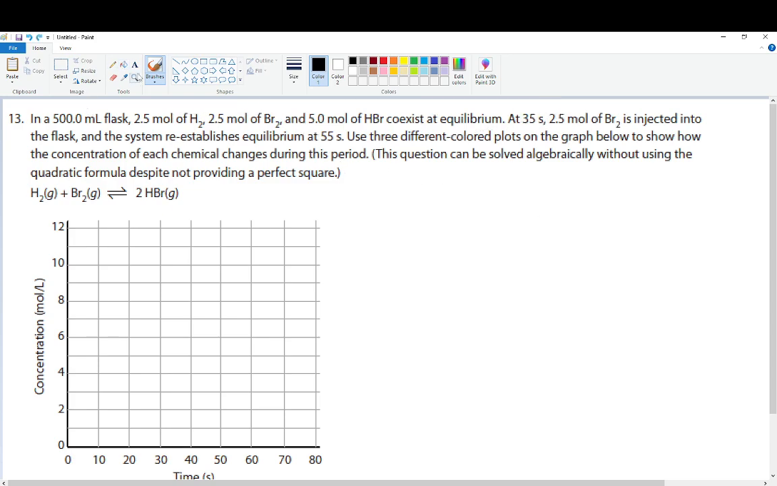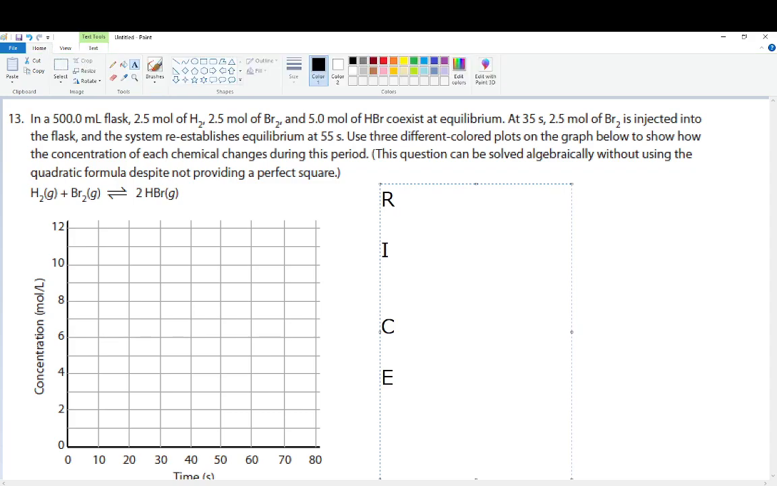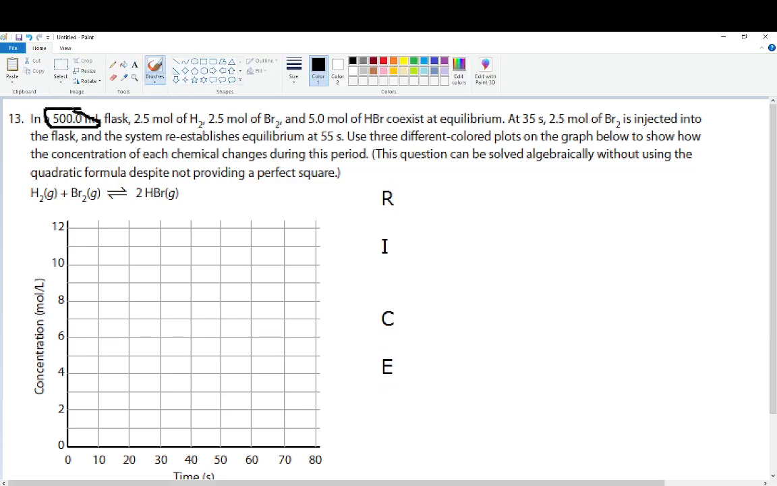So let's do a typical RICE table. And they also want you to graph, so you have to learn how to graph properly as well. Let's do a typical RICE table. And they tell me that in a 500 milliliter flask, so half of a liter, that means I have to adjust all these up by doubling them. And they tell me that this is the reaction we're looking at. Now, notice that the product has a 2 in front of it. And they tell me it reaches equilibrium. So it's essentially going to reach equilibrium.